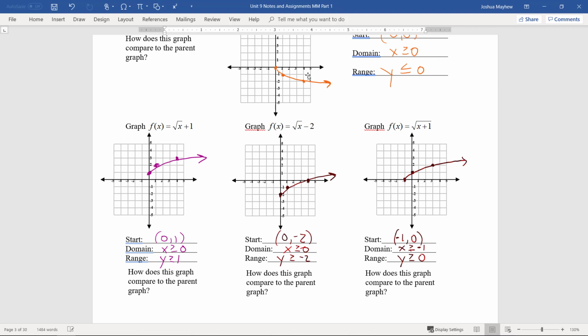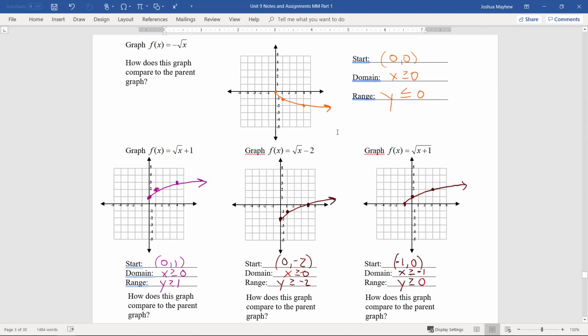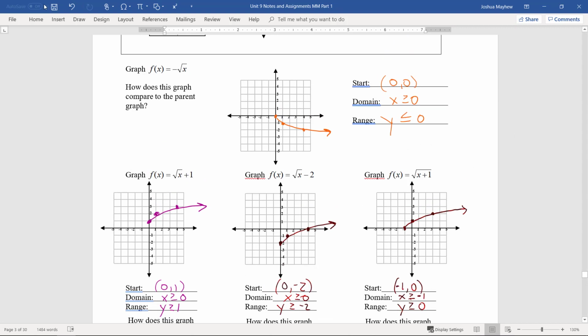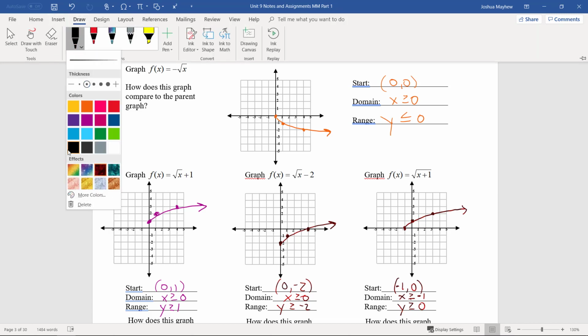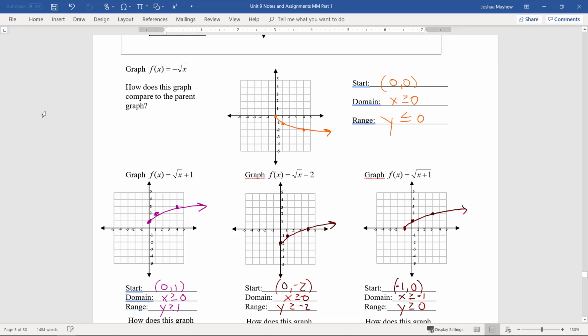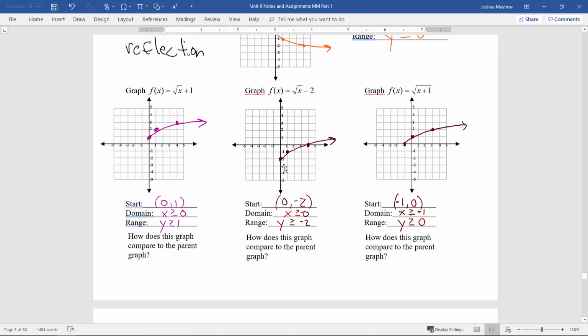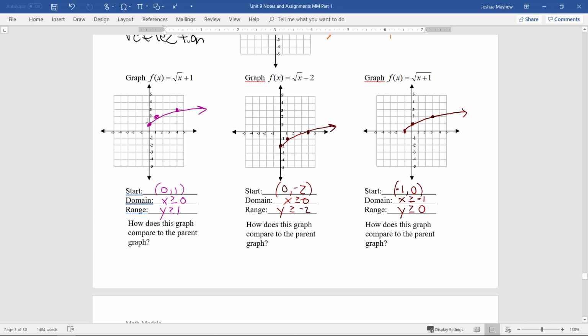Okay, so let's look back at these graphs. The first one, the change was a reflection over the x-axis. That makes sense. There's a negative out front, so that follows the pattern of our previous functions. This next one was a shift up 1.